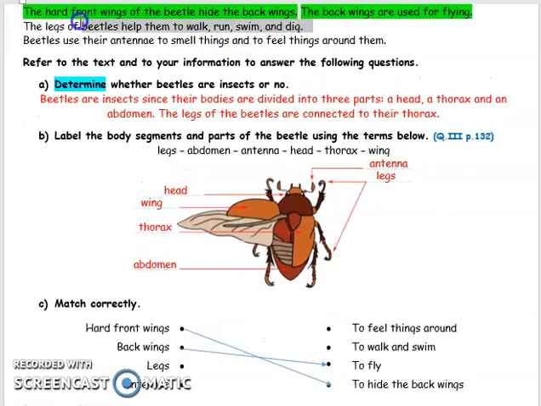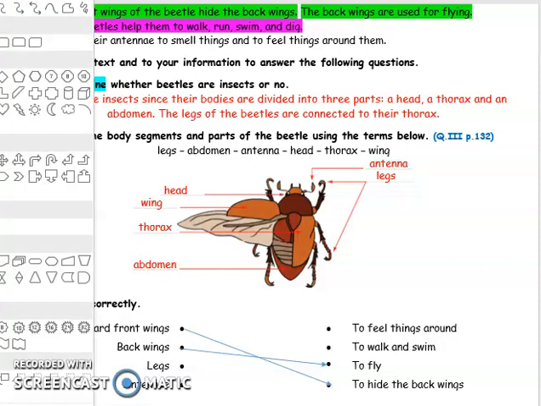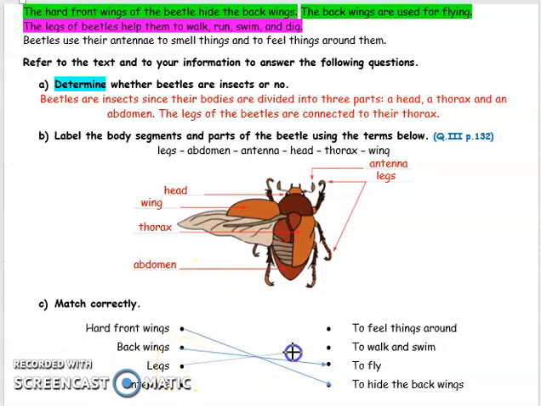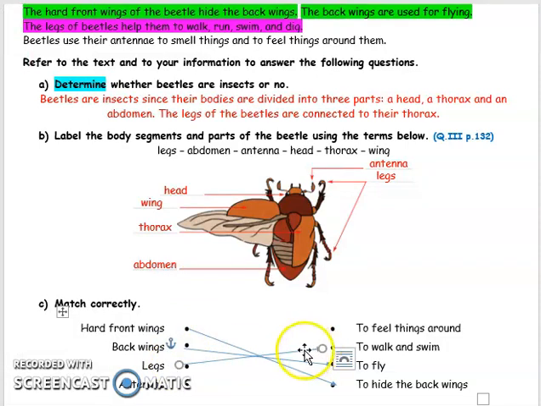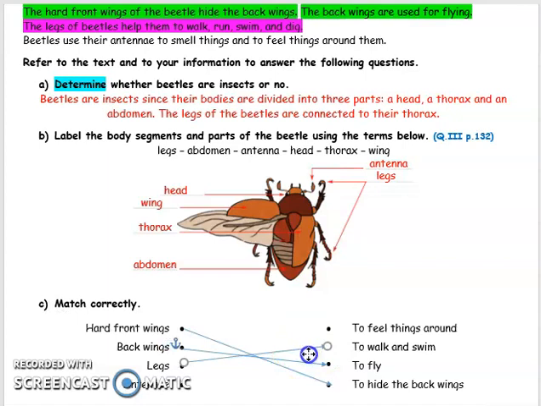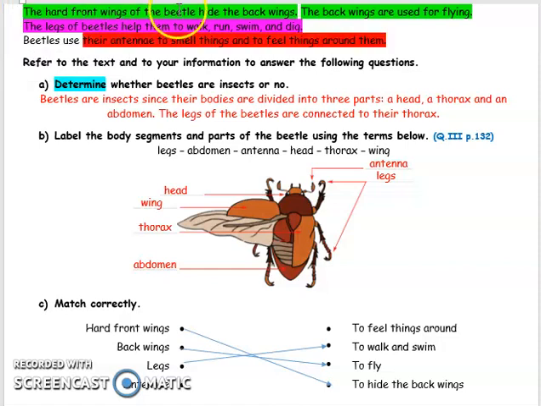Look at the paragraph. So in the paragraph, they said the legs of beetles help them to walk, run, swim, and dig. So the beetle's legs are used to walk and to swim. And the antenna helps the beetle to smell things and to hear things around the beetle.